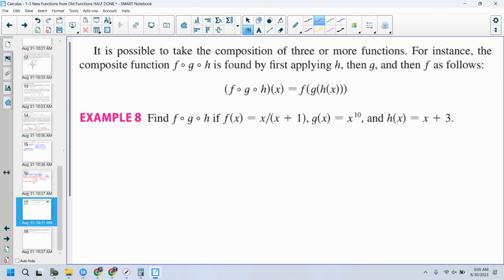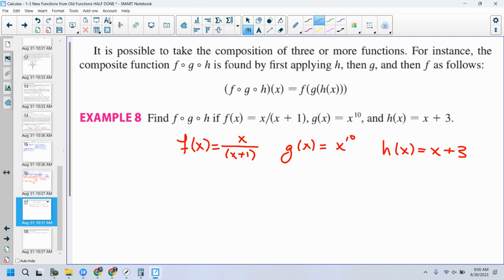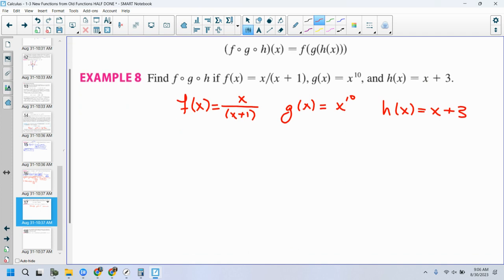So we're just going to find f of g of h of x. I'm going to rewrite it here so it looks a little nicer. F of x is x over x plus 1. G is x to the 10th. And h is just a simple linear x plus 3. I'm just going to chain them together. All right, when I do that, if I have f of g of h of x, that's going to take f of g of, what is h? X plus 3.